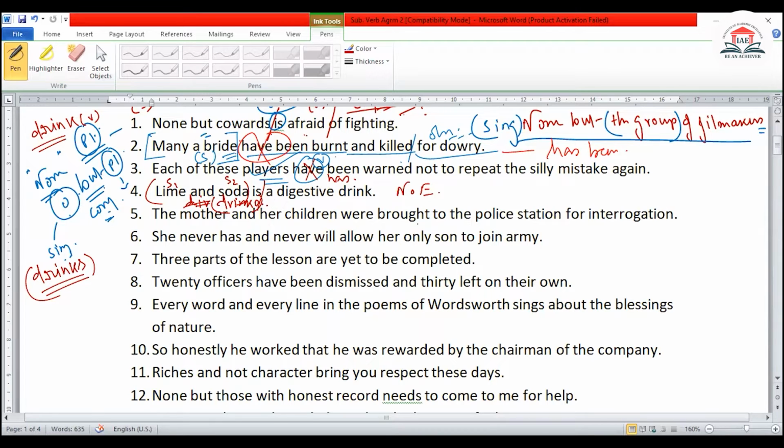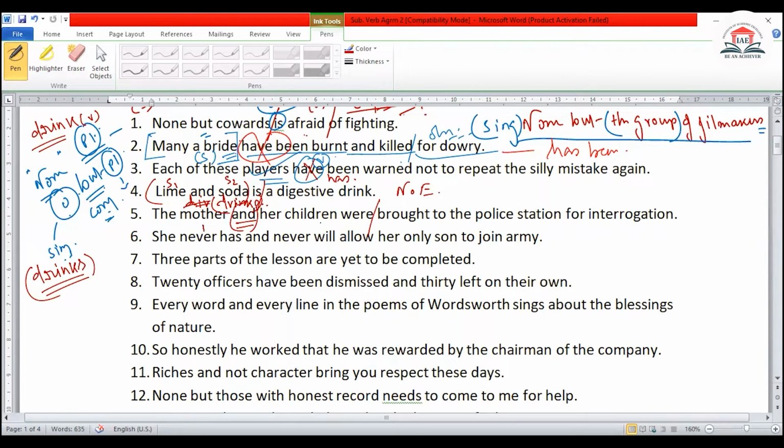The mother and her children were brought to the police station for interrogation. Now, quick, answer me. The mother and her children were brought to the police station for interrogation. No error. Sure? Second subject. Here the conjunction is and. That means both. Yes, yes.